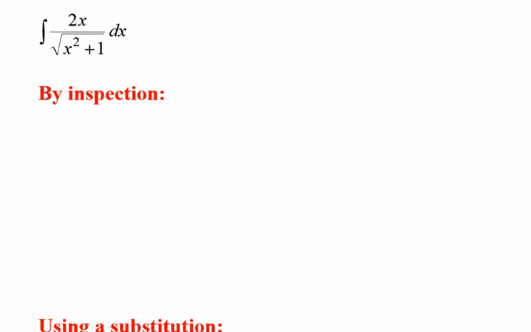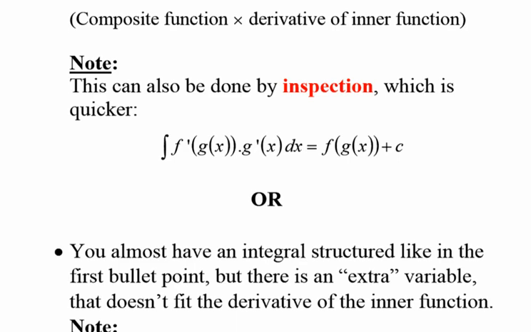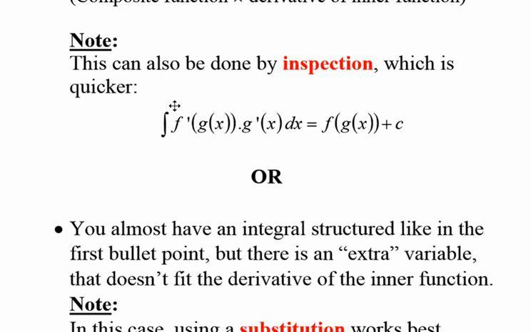Yes, because remember you can rewrite this function as the integral of 2x times x squared plus 1 to the negative a half with respect to x. Now the reason why I can use inspection is because I can immediately see this. So let's go back here. I can immediately see a composite function and the derivative of the inner function. Let me show you.